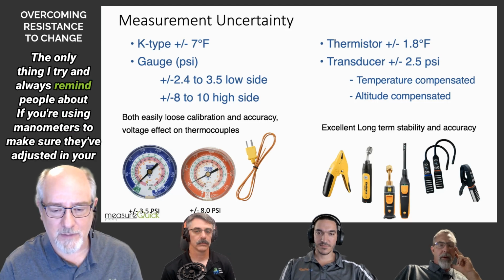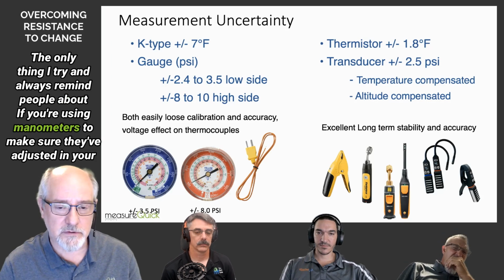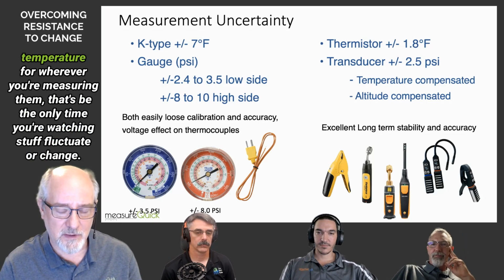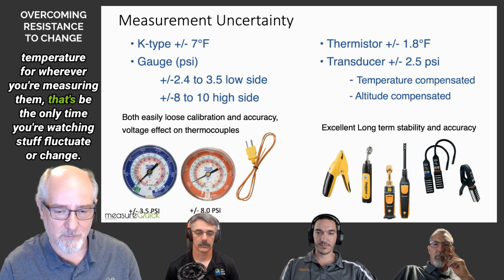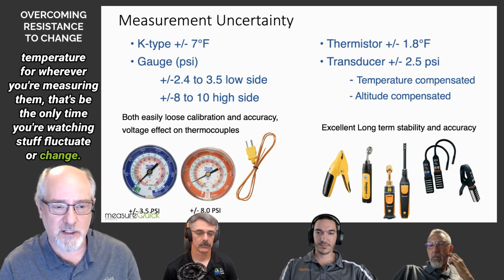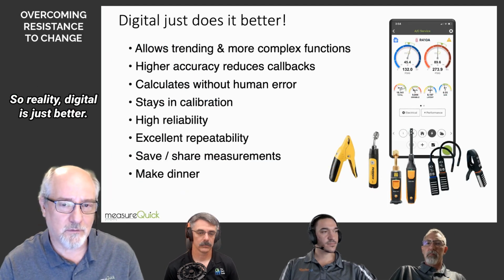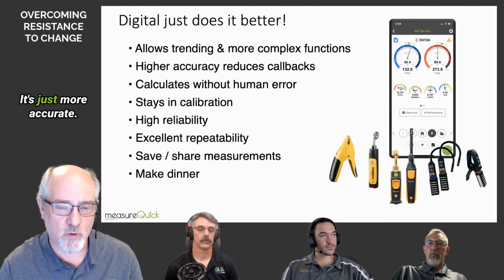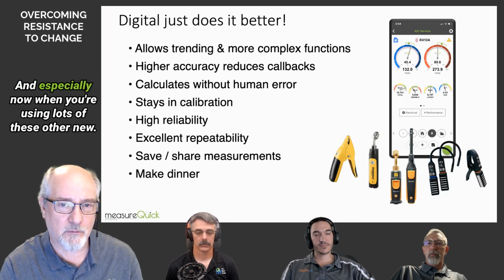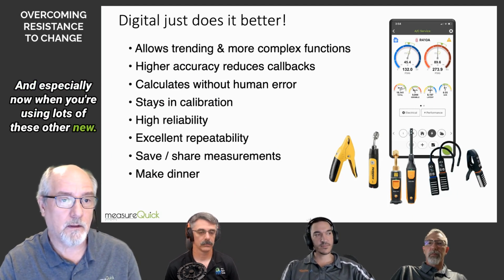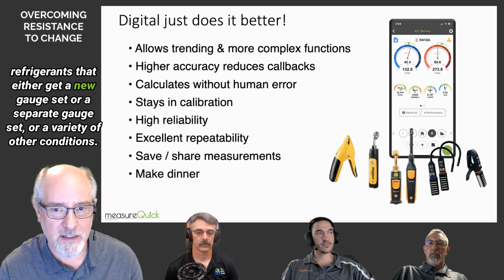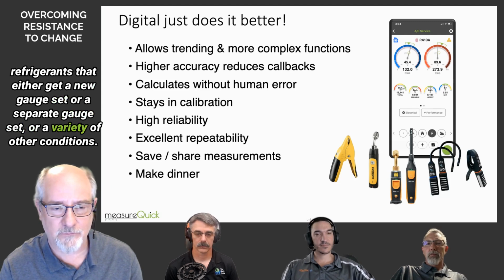The only thing I always try to remind people about is that when you're using manometers, make sure they've adjusted for the temperature of wherever you're measuring. That's the only time you're watching stuff fluctuate or change. But in general, these are the tools that we're after. So the reality is, digital is just better. It's just more accurate. Especially now, when you're using lots of these new refrigerants, you either get a new gauge set or a separate gauge set or a variety of other conditions.